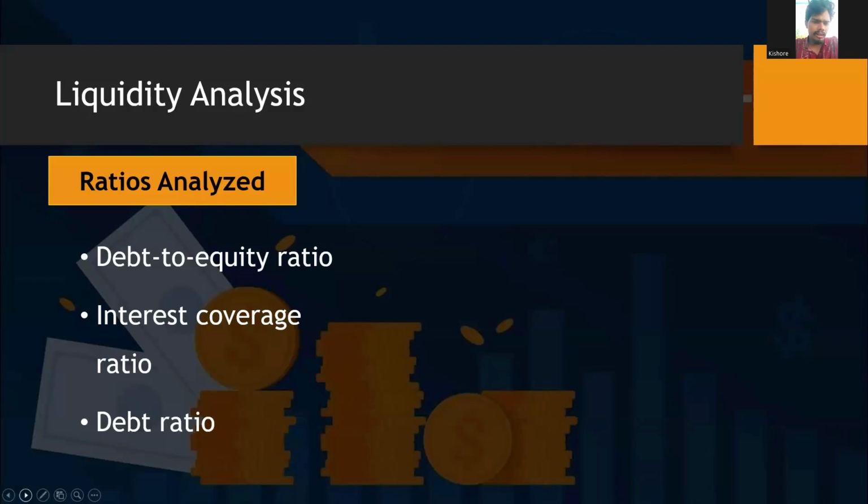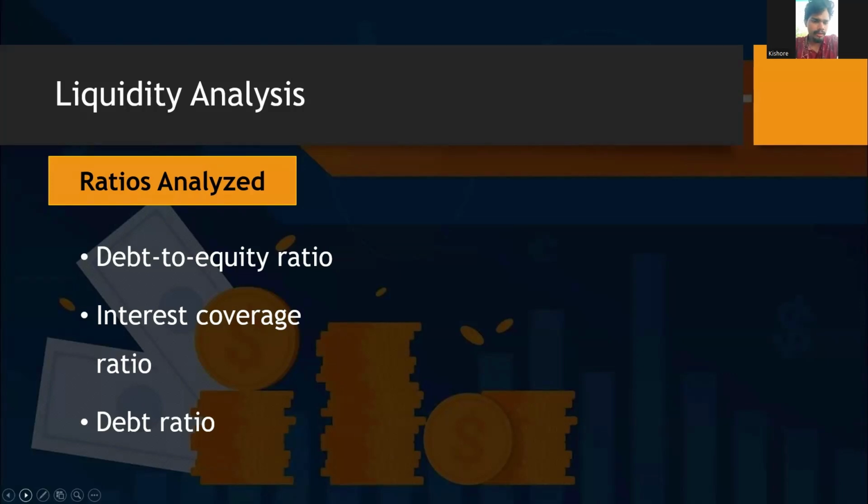Now, leverage analysis. This is a type of ratio analysis with three types of ratios, the debt ratio among them, which benchmarks the performance of every industry. Number one, the debt to equity ratio, number two, the interest coverage ratio, and number three, the debt ratio.